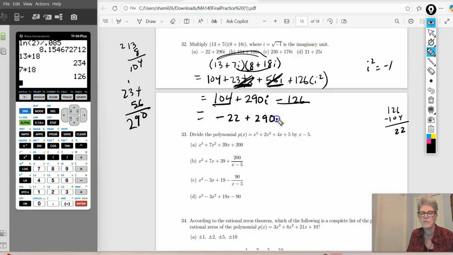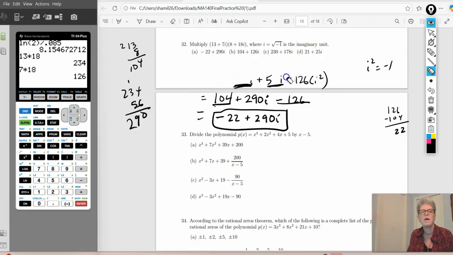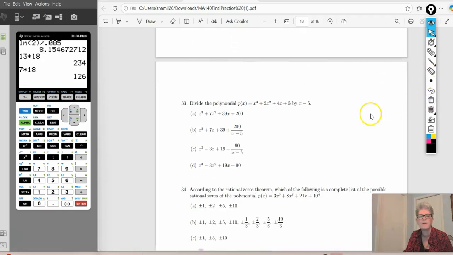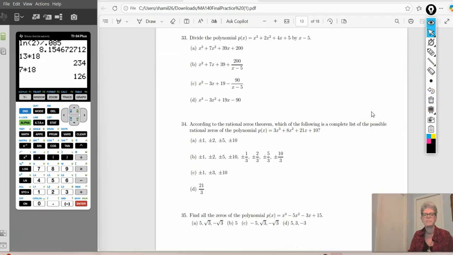So if I have it in standard form, the real part plus the imaginary part times i, I'm going to get that. And so that's matching up with selection A, if I didn't make any mistakes. Okay, that is matching up with selection A. Okay, so get rid of that. Okay.